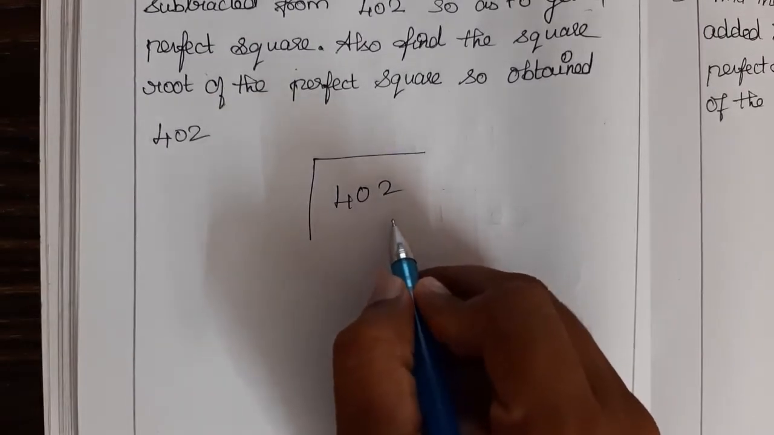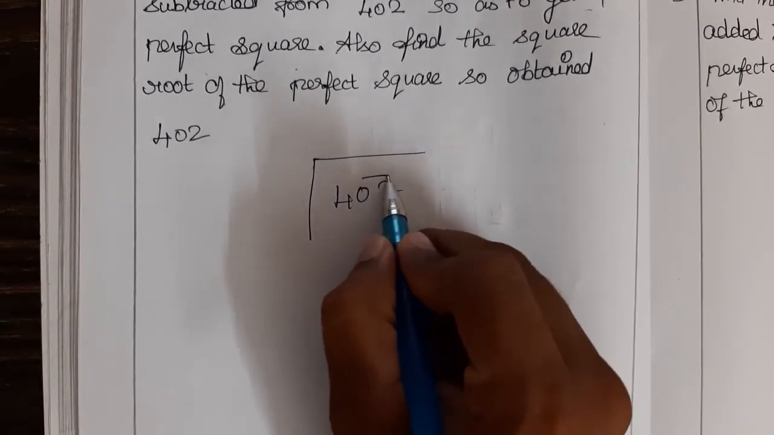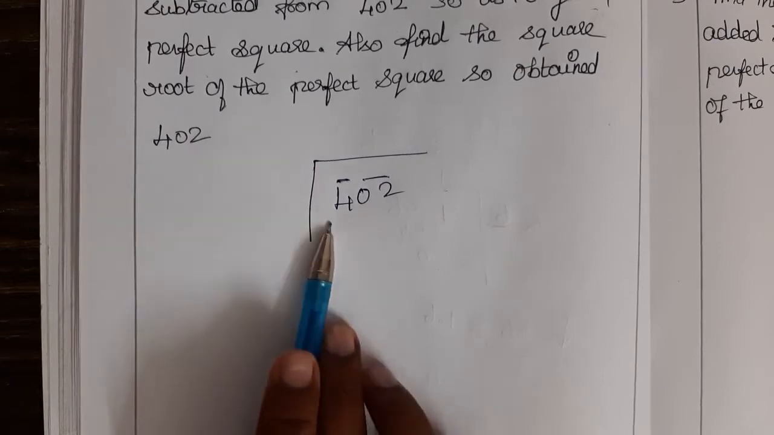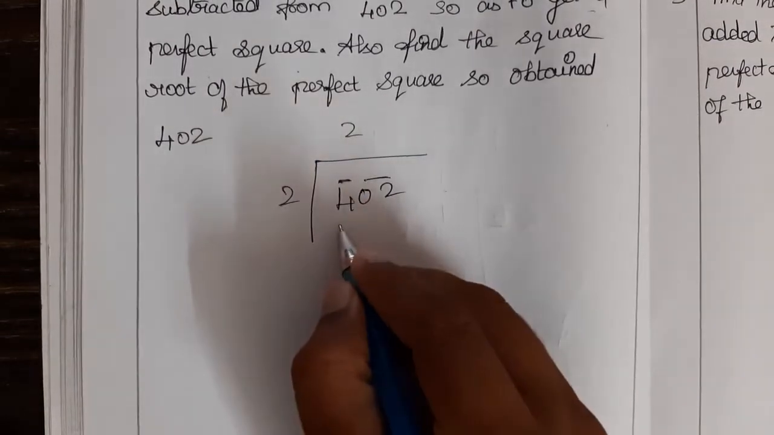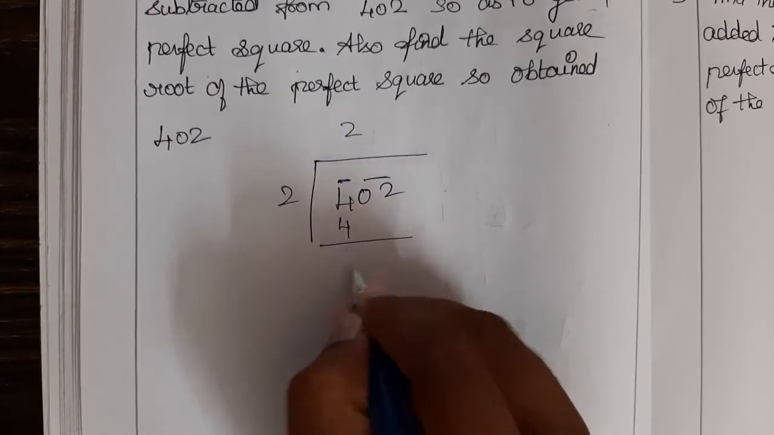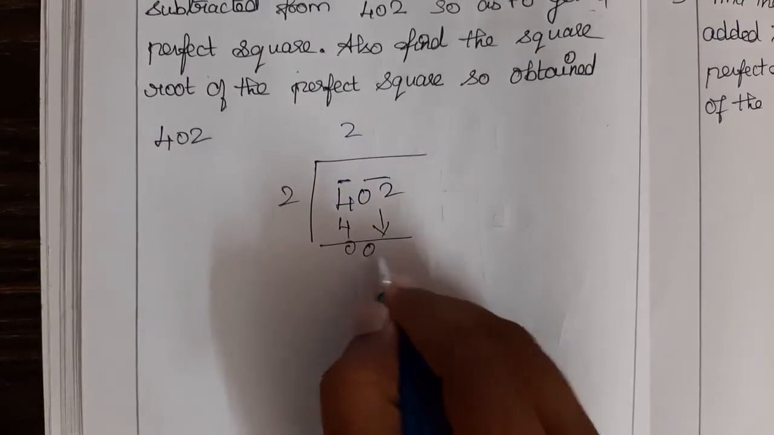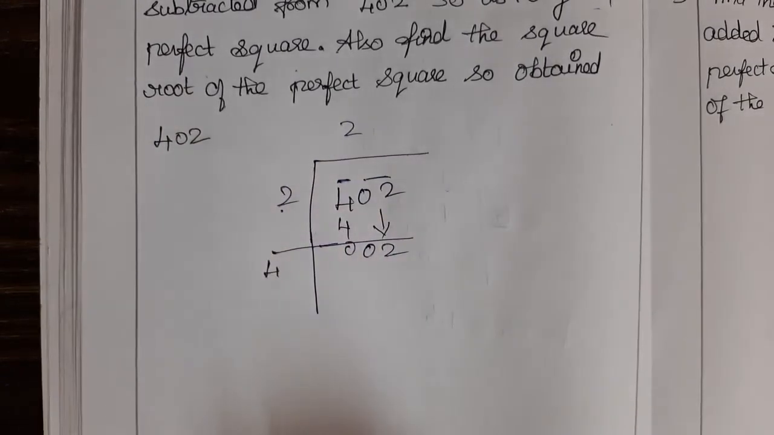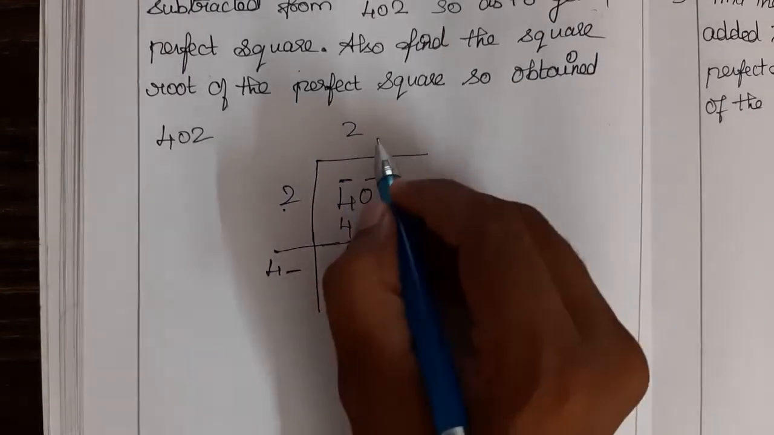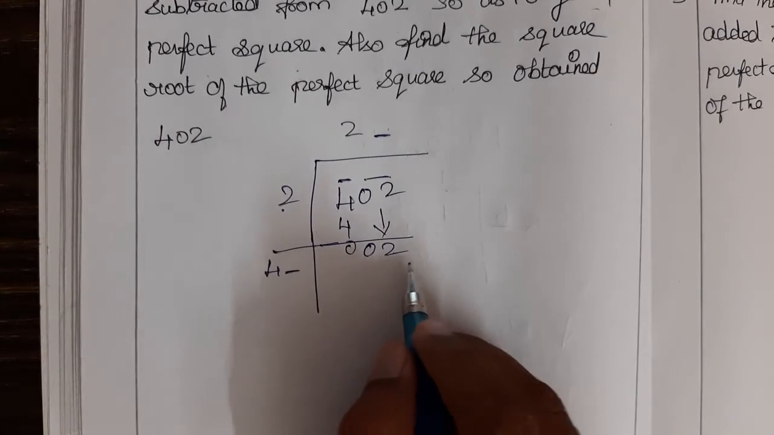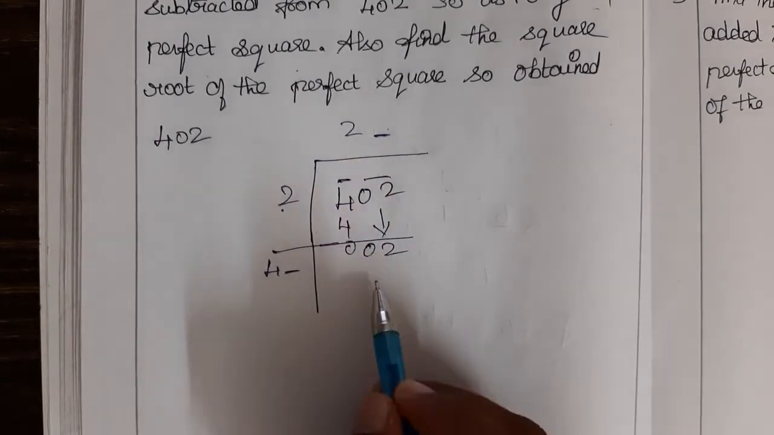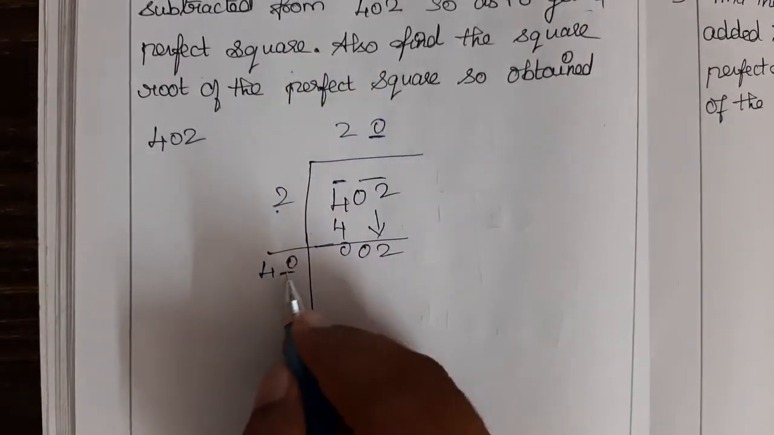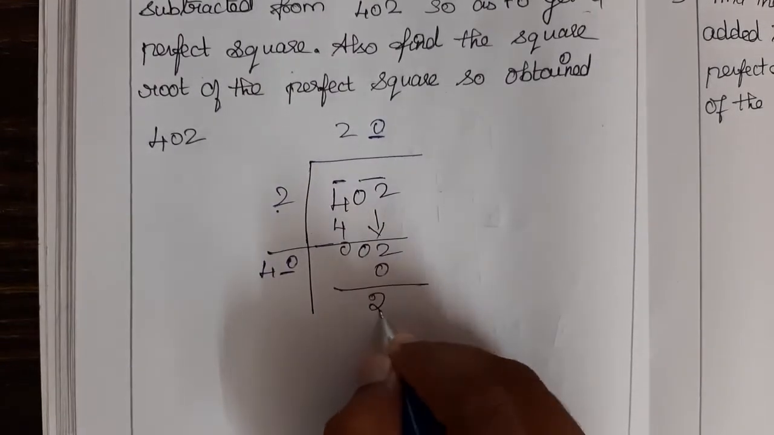First step is to make pairs from the ones place. This is one pair, and this doesn't have a pair, but it's okay, not a problem. For 4, we opt for 2, since 2 squared is 4. So 2 into 2 is 4, and the remaining is 0. We bring down the 02, and if we double the 2 it becomes 4. Now we have to place a number here, and the product should be less than or equal to this. 41 into 1 is greater, which is not allowed, so obviously 0 is allowed. 40 into 0 will be 0, and the remainder is again 2.